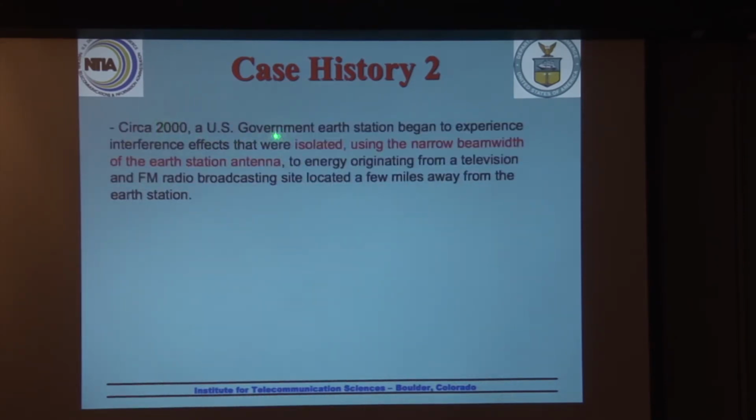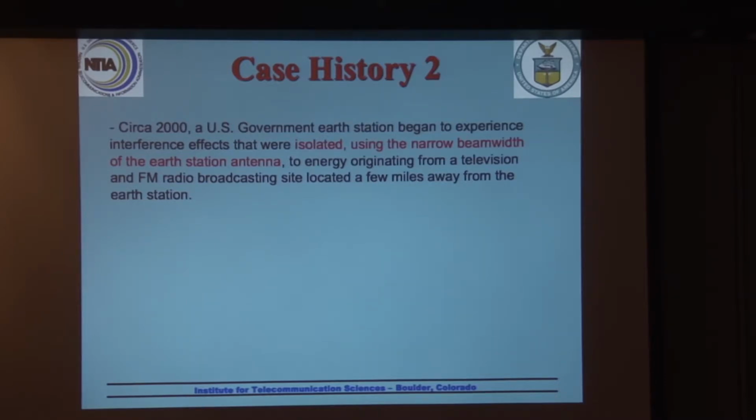Okay, second case history. Around about 2000, a U.S. government earth station began to experience interference effects that were coming, as it turned out, from a hilltop a few miles away from the earth station, where energy was originating from a variety of television and FM broadcast signals. And they isolated the energy pretty much the same way the weather radar did.